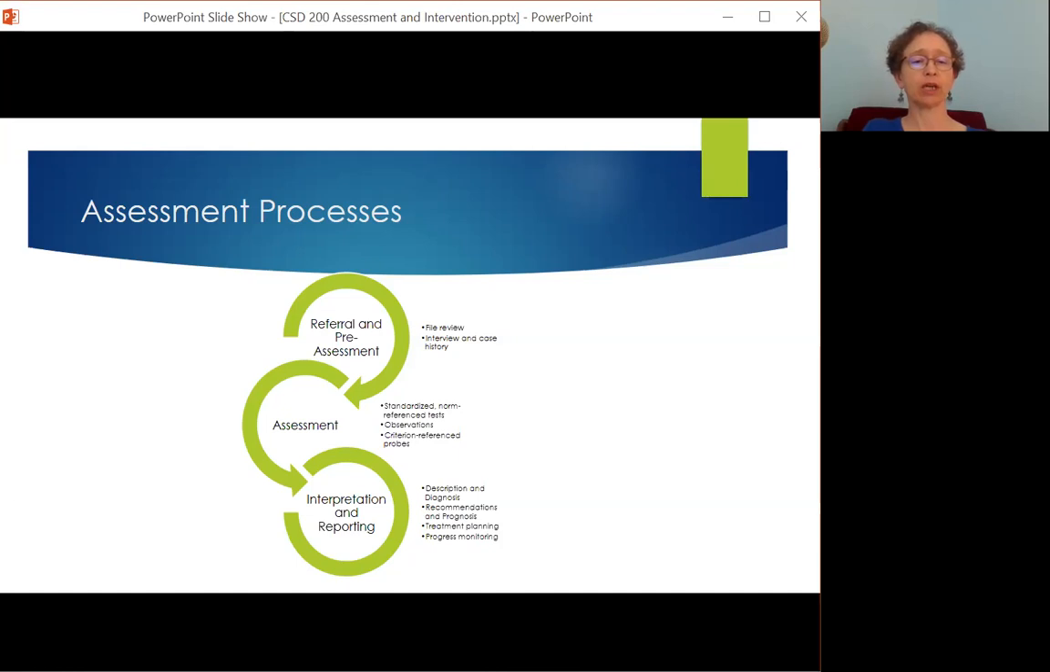Let's talk about assessment processes, and we'll talk about them in terms of three main phases. So the first is referral and pre-assessment, then assessment, and then moving on to interpretation and reporting. In that referral and pre-assessment stage, we're gathering information that we use to structure the later assessment.